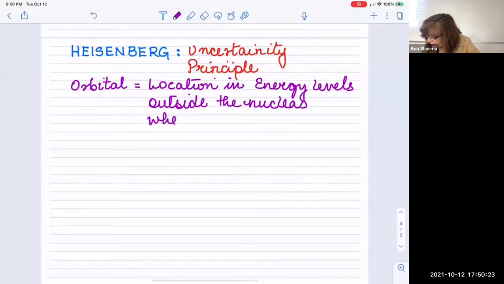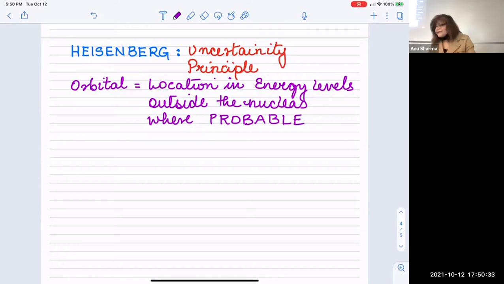where, now very important, the probability of finding the electron is maximum. If you're trying to find someone, where do you see them the most? If you were to find a friend or a human being, where would you locate them? Where would you find them? Tell me.